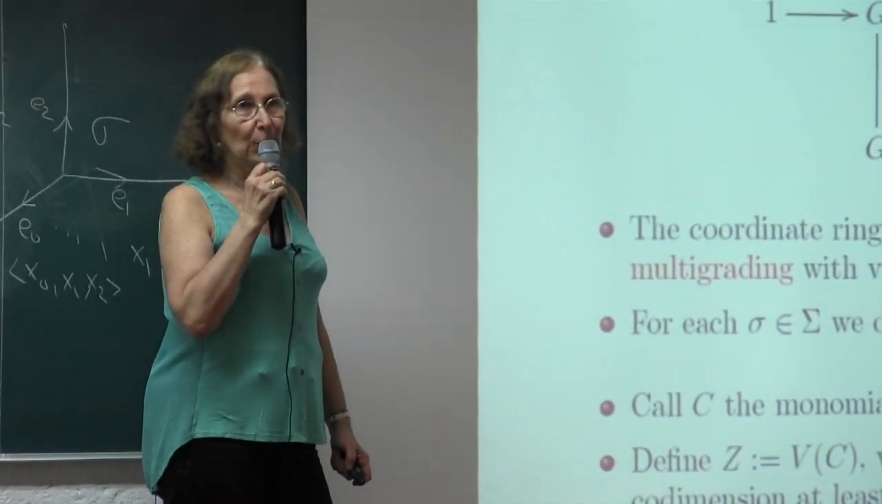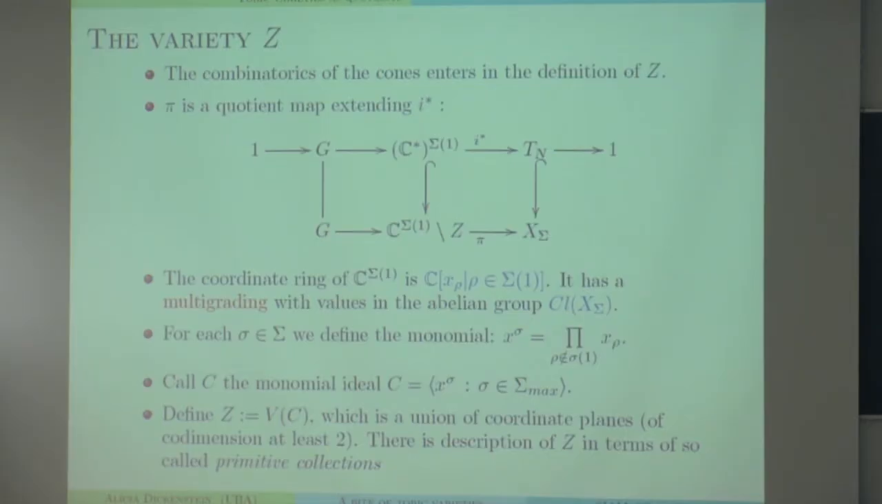I have to take away, this really corresponds to the divisors that are not going to intersect in my toric variety. So I'm adding to the torus a bunch of toric divisors. Some of them will intersect and some will not. This is related to how they will intersect in this variety. And there is a description in terms of so-called primitive collections that I'm not going to tell you now because I don't want to go through them.